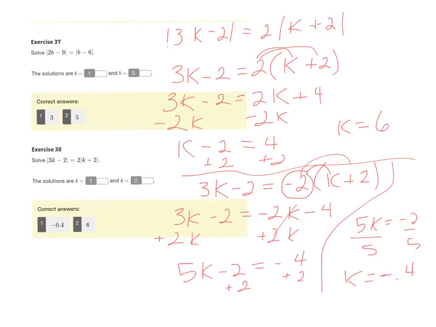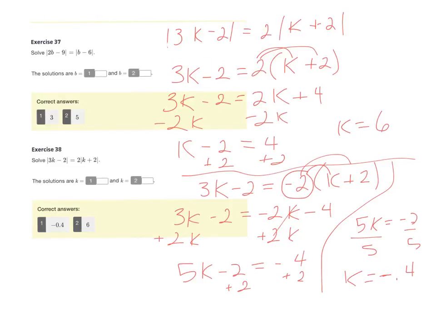Let's check these solutions to see if they work. K equals 6. We would have 3 times 6, which is 18. 18 minus 2, which is 16. Now we have 6 plus 2, which is 8. Absolute value of 8 is 8 times 2 is 16. So it works for the first one. Negative 0.4 is going to be a little bit harder.